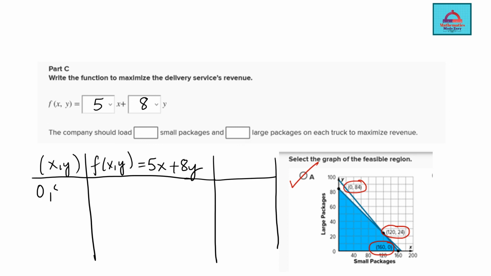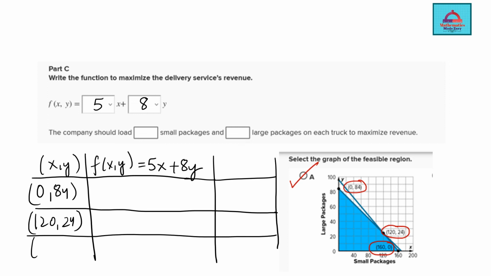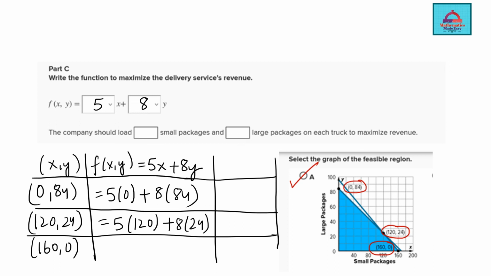The first point is (0, 84). The next point is (120, 24). And the last point is (160, 0). So the calculation would be 5 times 0, where there is x, you put 0, where there is y, you put 84. So we are just doing substitution. Where there is x, put 120, where there is y, put 24. Similarly, here also 5 times 160 plus 8 times 0, calculate the function. So here your f of x, y will come out to be these values.